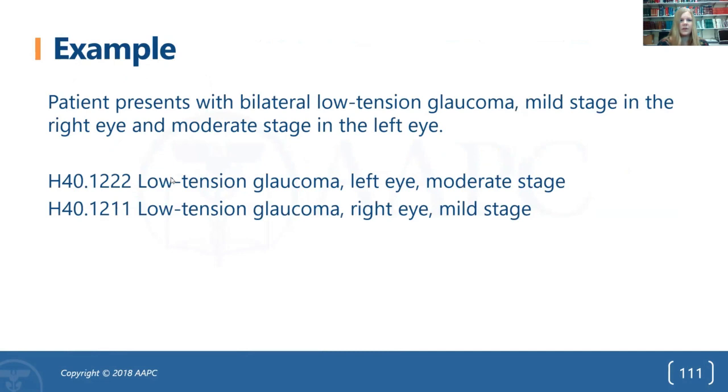So the left eye would be H40.1222, and then the right eye would be H40.1211.